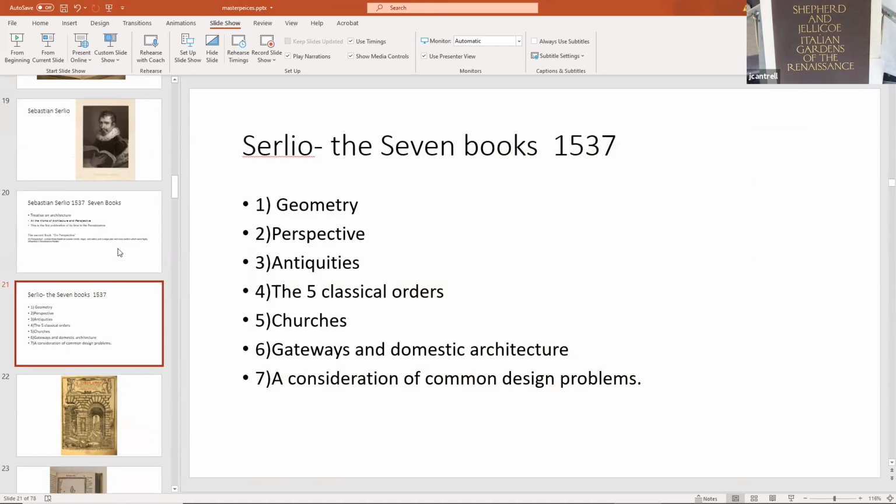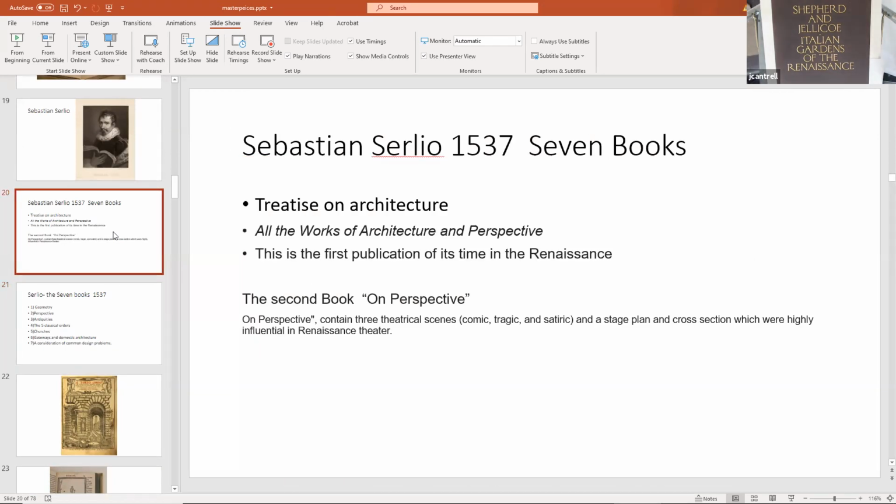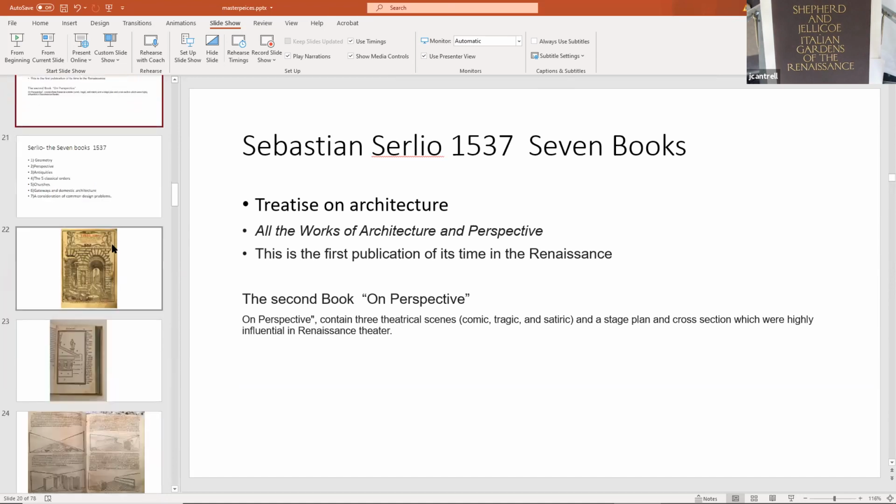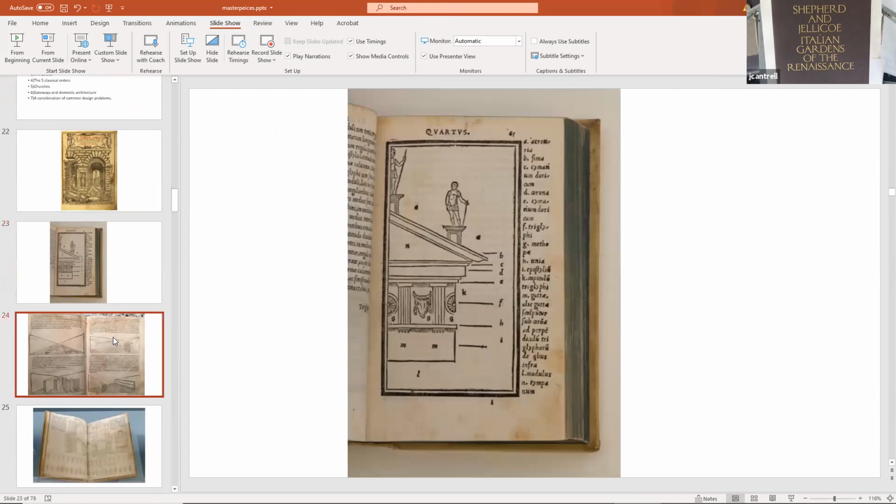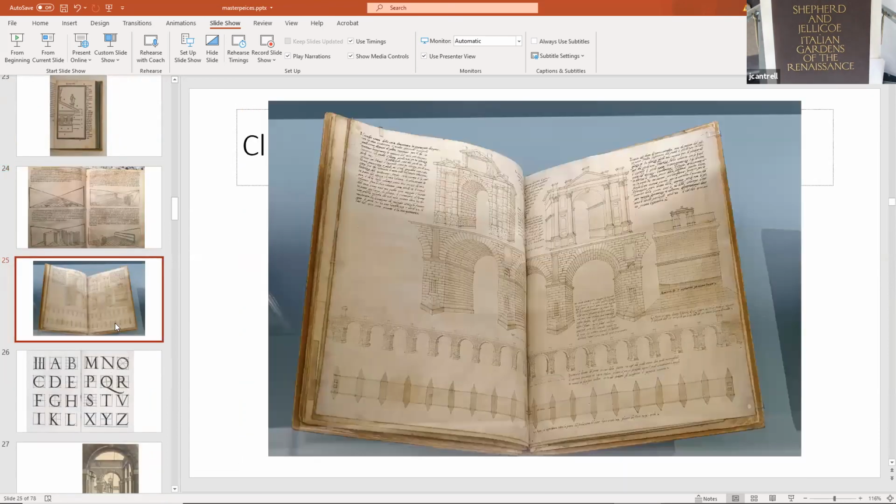Again, I like to bring the lesser known architects and writers to the forefront, because his treatise was probably the first widely published book of its time. And of course, he does have his own canon, or way of ordering the classical orders, which we saw in some of the diagrams earlier.